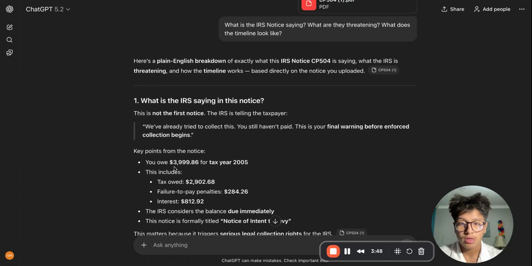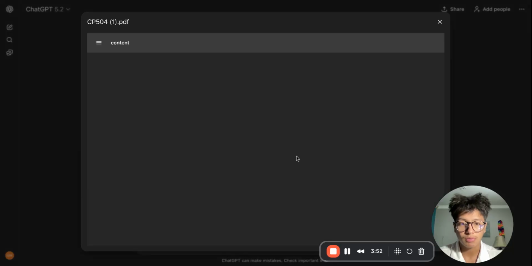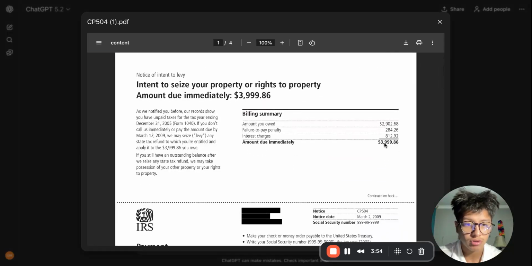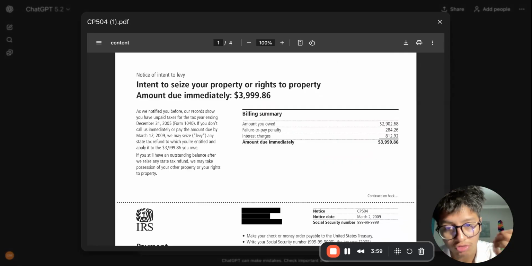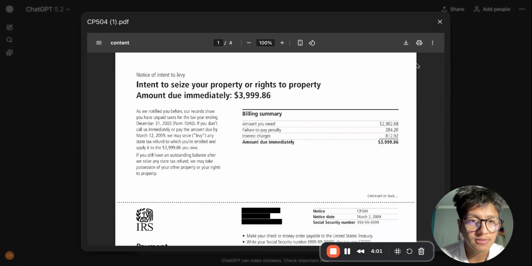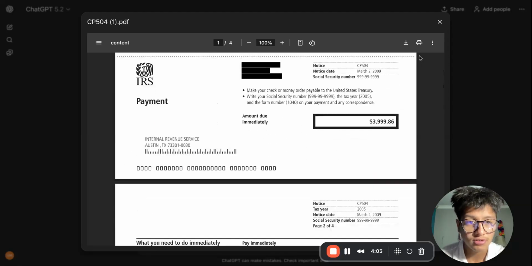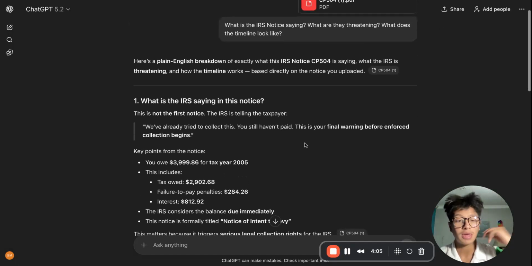Key points right here. 399986. If we look here, we have to make sure that the information 399986 is correct. We as professionals have to go through and make sure this is correct. The AI is there to, yes, make our life easier, but we also have to do our due diligence to make sure that it is populating the correct information.